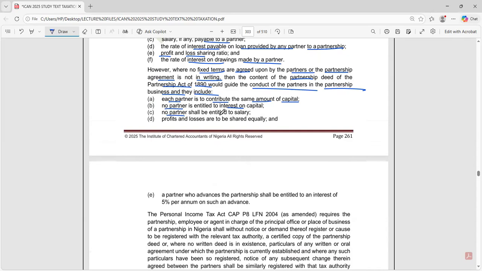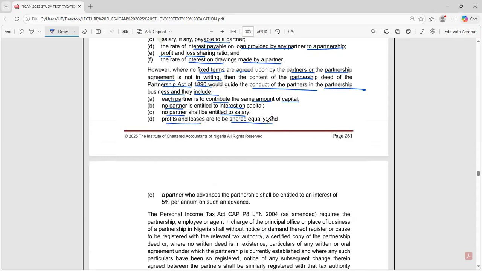Then no partner shall be entitled to salary. We're not going to pay you salary. All those cases where they say we will pay salary or we will pay interest are basically by mutual agreement. It's not compulsory. Then profit and losses are to be shared equally, irrespective of the capital contributed, in as much as people do not say otherwise. Then profit and losses are going to be shared what?